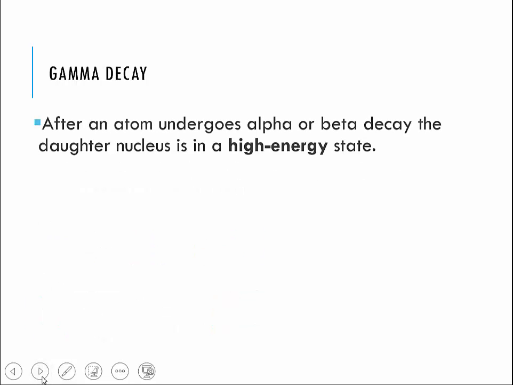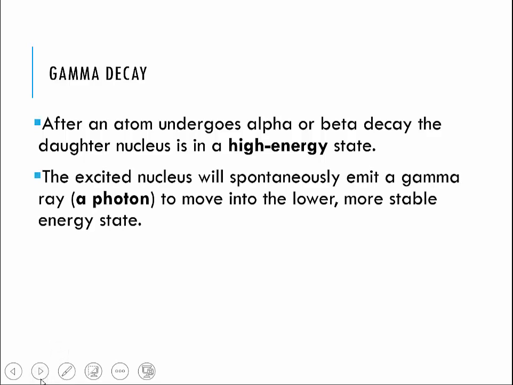Alright, last one we got to talk about is gamma decay. So after an atom undergoes alpha or beta decay, the daughter nucleus is in a high energy state. Okay, so the new thing we got out has very, very high energy. Sometimes this excited nucleus can spontaneously emit something else, and what it emits is a gamma ray. Gamma rays are often called photons, so just know that those two words are interchangeable.